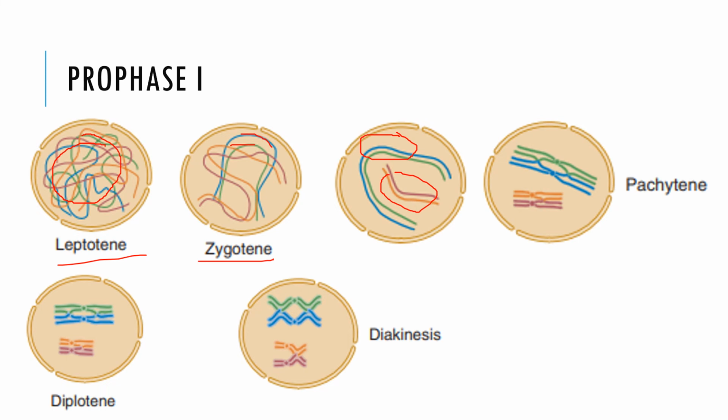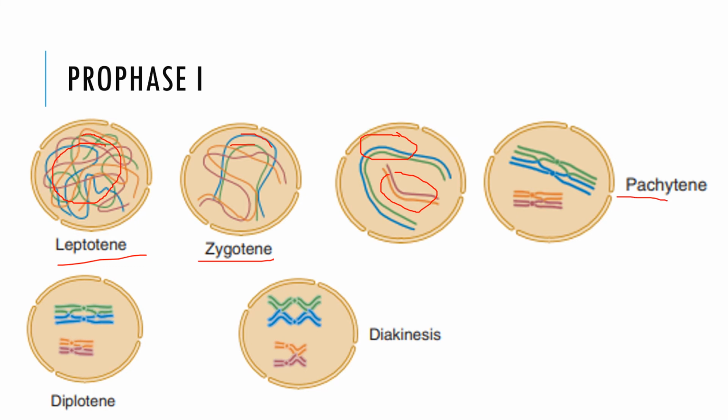Synapsis is accompanied by synthesis of the synaptonemal complex, a protein structure that helps to hold the aligned chromosomes together. Each pair of synapsed homologous chromosomes is referred to as a bivalent. Condensation of the chromosomes continues. In pachytene, the term literally means thick thread. The chromosomes continue to shorten and thicken.